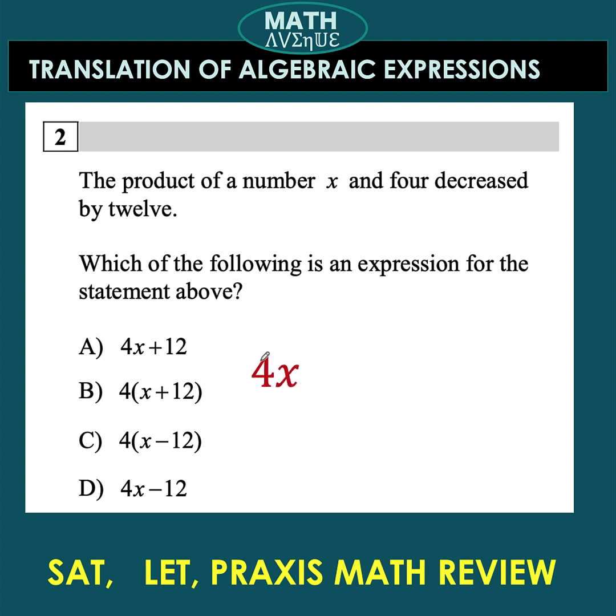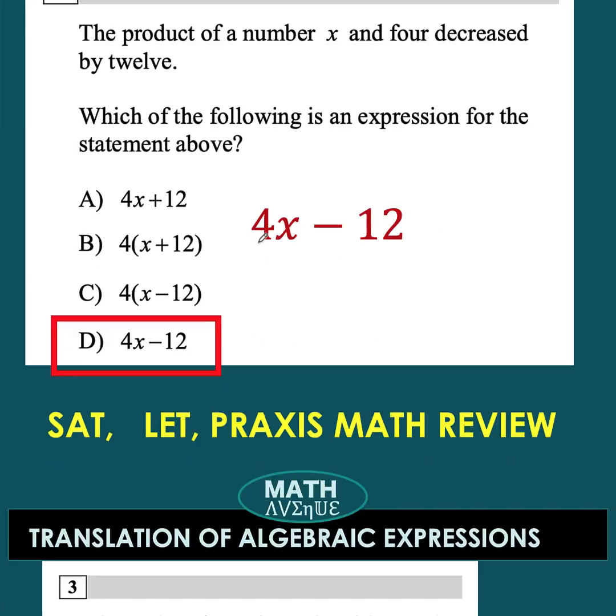So when you have a variable and a number and the operation is multiplication, you write the number first, followed by the variable. You are not going to use the x for the multiplication operation anymore because that will create confusion with the variable x. Just write it as 4x. That is the convention. Decreased by 12, so minus 12, and that is letter D. Let's go to problem number 3.